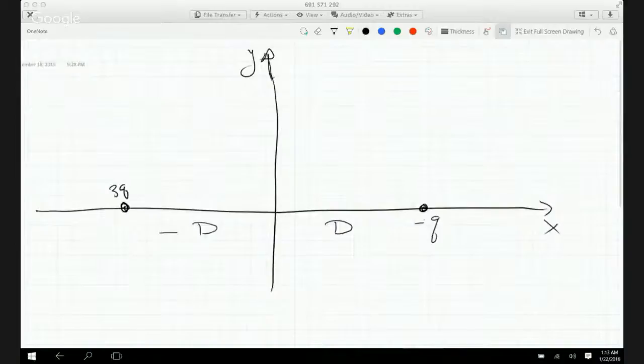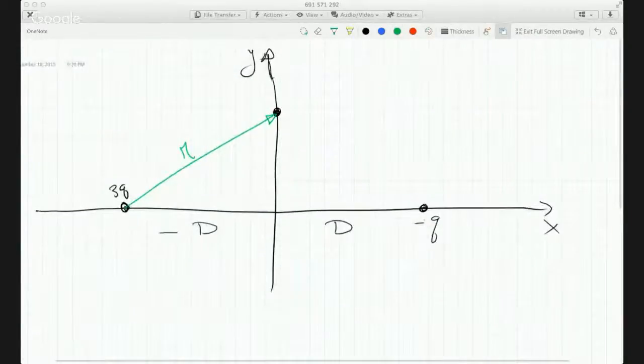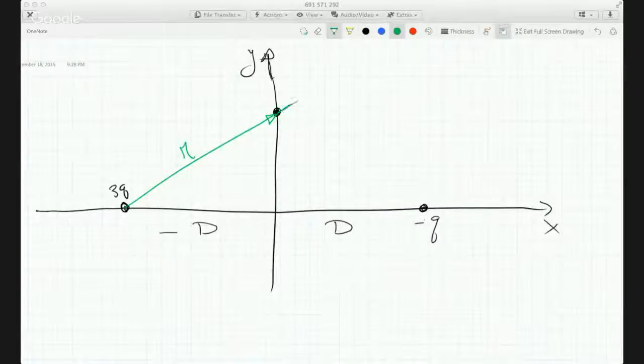So that means you're somewhere on the y-axis, like, let's say somewhere here. So we have a couple of charges. Let's work with the 3q. This is your separation vector. The electric field will go away from a positive charge.